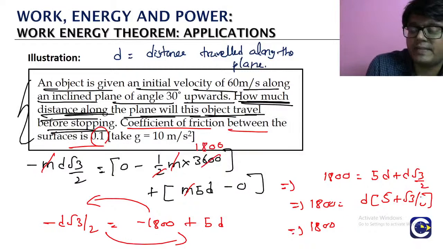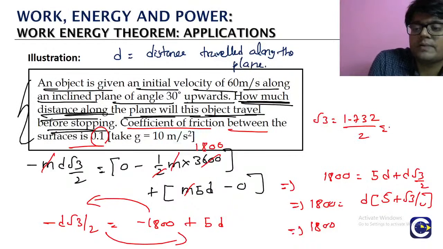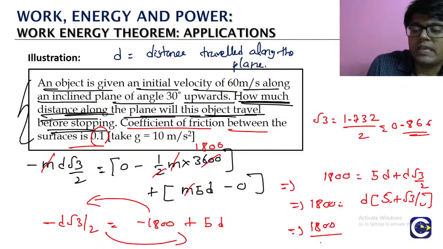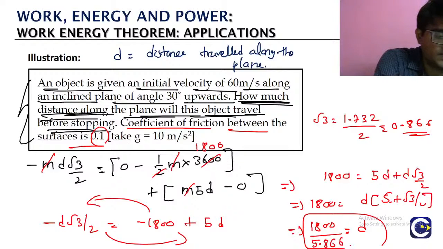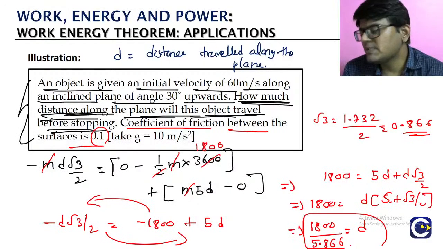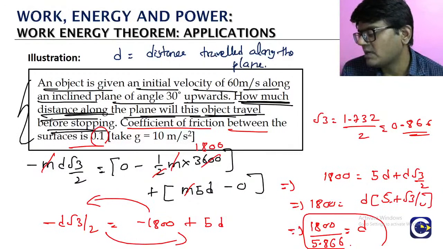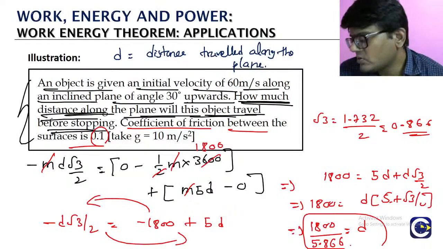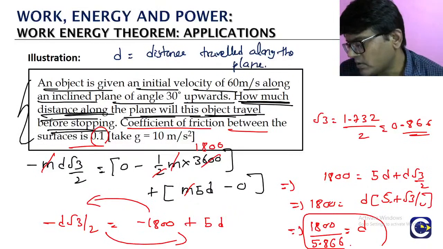Like we can simplify it. Root 3 is 1.732, divided by 2 gives 0.866. So 5 plus 0.866 is 5.866. So 1800 divided by 5.866 is equal to the value of d. Check and see. If you want the value in approximate terms we can simplify it. We have to look at the specific problem and do it.